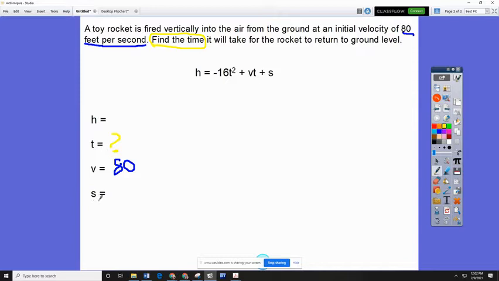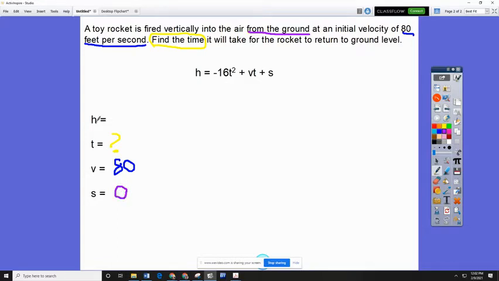So if we remember, let's jump down to the s, because we know that the s is the initial or starting point. It's the beginning. Let's read through this and figure out where the rocket is before we even start this process. A toy rocket is fired vertically into the air from the ground. And we'll even pick another color. So from the ground. If it's firing from the ground, what does that tell us? Well, it tells us the initial height has to be 0. It's on the ground already. So we know that's got to be 0.